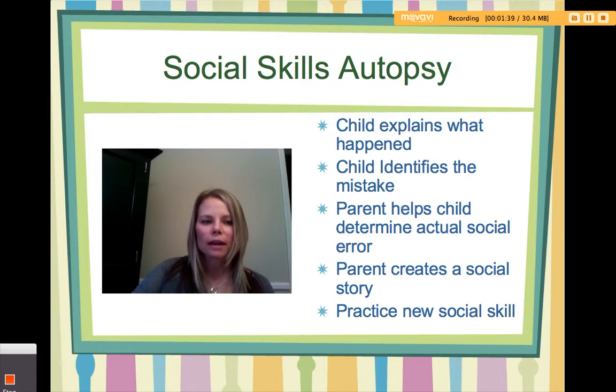Also, then you want to create a social story for your child. So kind of make up a story that has people in the same situations, and see how he reacts to that story, and if he can figure out maybe some things to change. And then finally, you want to have your child practice the social skill in another type of social situation.